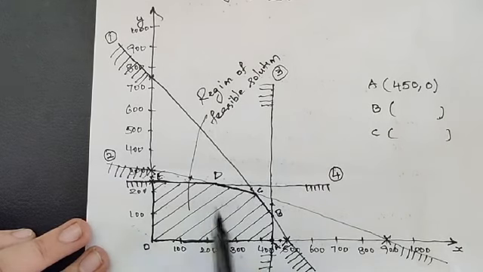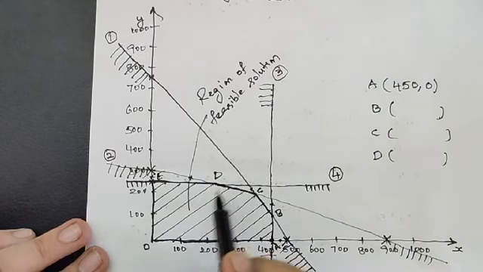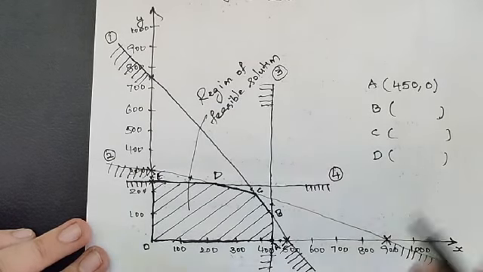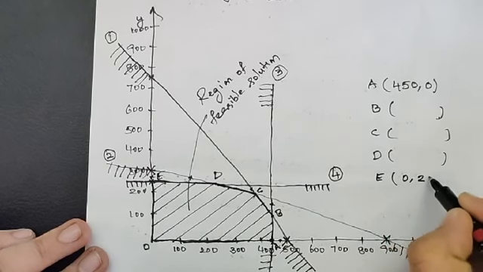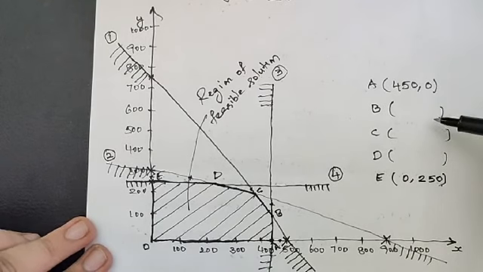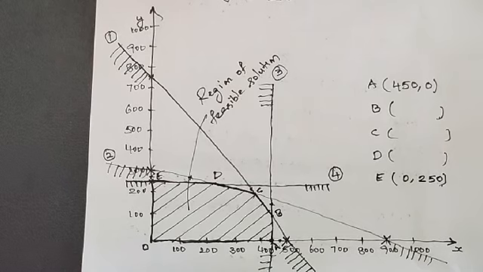And next coming to D. What about the value of D? It is also the point formed because of the intersection of the constraints. I need to find that one. And next coming to point E, we know that already, so the value of E is 0 comma 250, right? Now of the 5 points I know only 2, A and E. I need to find the remaining 3 points. So now let us find the remaining 3 points.